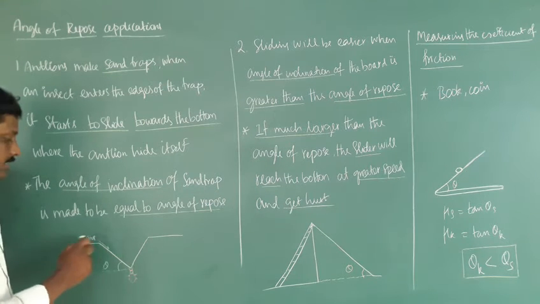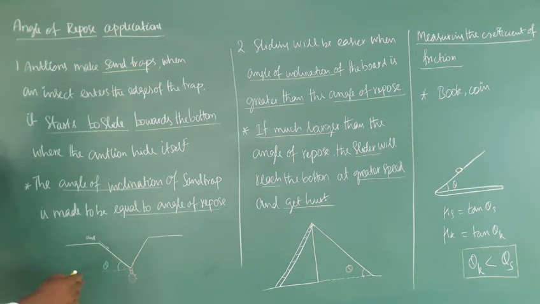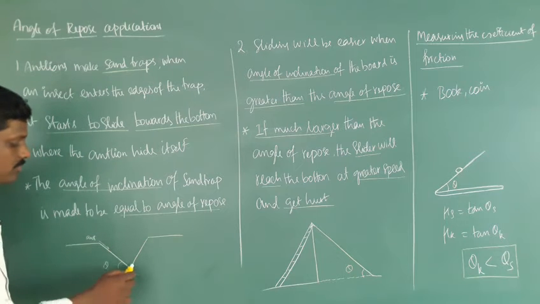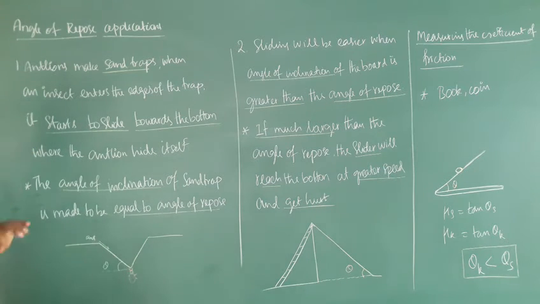When an insect, that is an ant, enters the edges of the sand drop, it suddenly starts to slide and reaches the bottom, where the ant lion hides itself. So it easily catches the ant. Ant lions make sand drops, and when an insect enters the edges of the drop, the ant starts to slide towards the bottom where the ant lion hides.